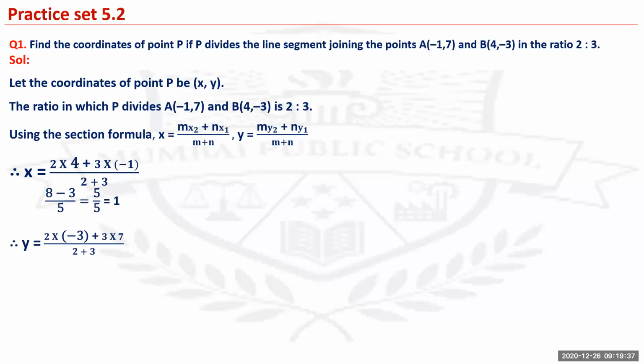Same thing, you will get the value of y. y equals 2 into minus 3 plus 3 into 7 upon 2 plus 3. That equals minus 6 plus 21 upon 5. So that is 15 upon 5, that equals 3. Therefore, the coordinates of point P are (1, 3).